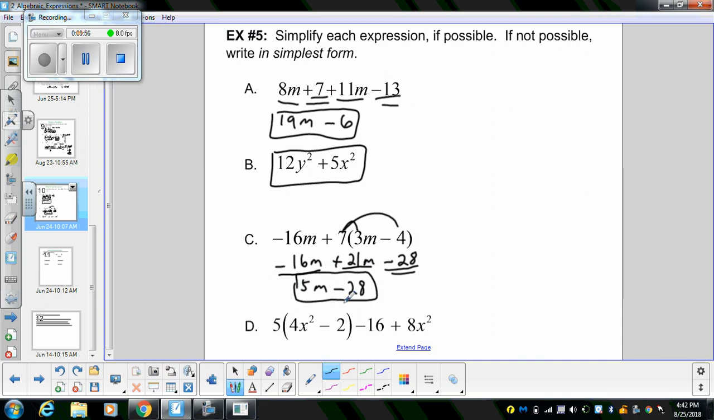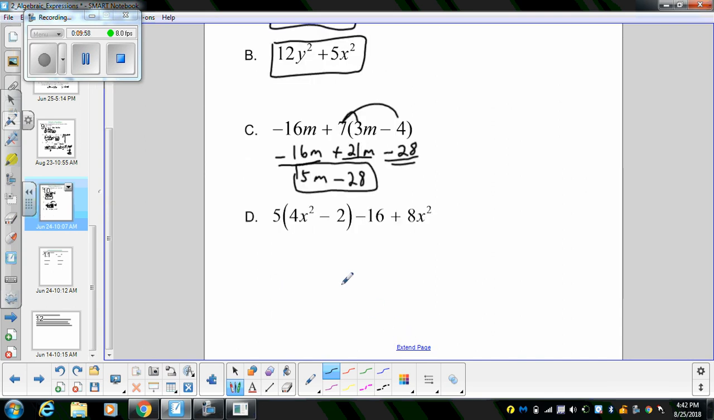There we go. All right, so let's look at the next one. Again, I have to distribute first. So 5 times 4x squared. Basically, the way you do that is do your numbers first. So 5 times 4 is 20, x squared, minus 5 times 2, which is 10, minus 16, plus 8x squared.